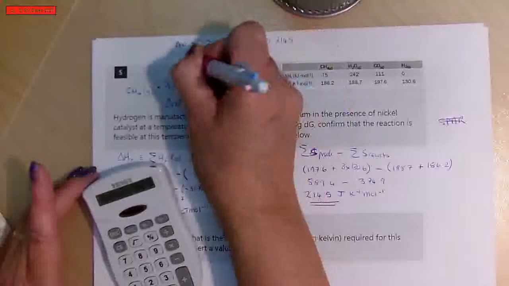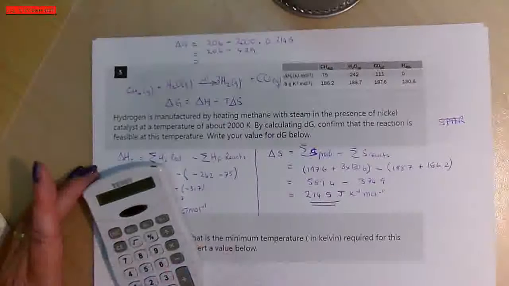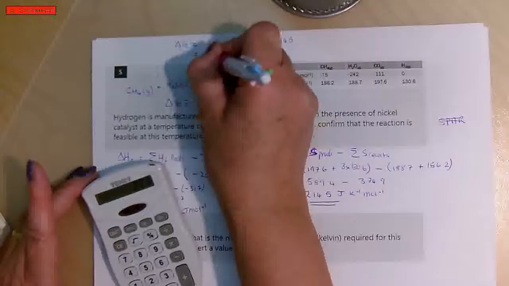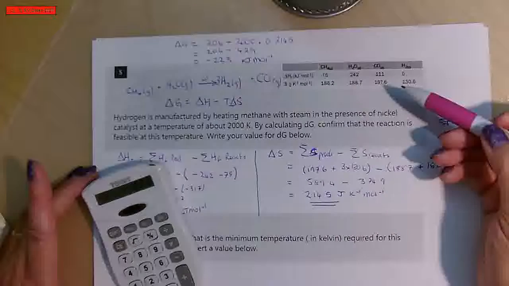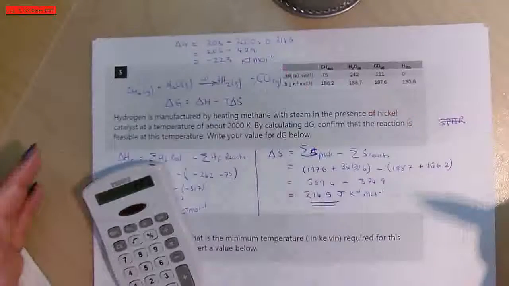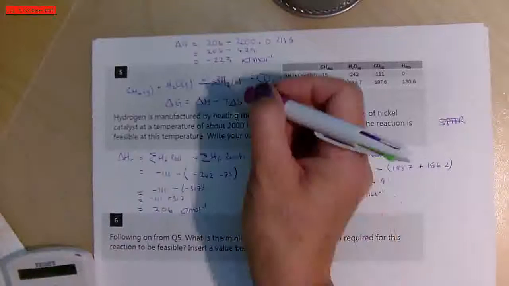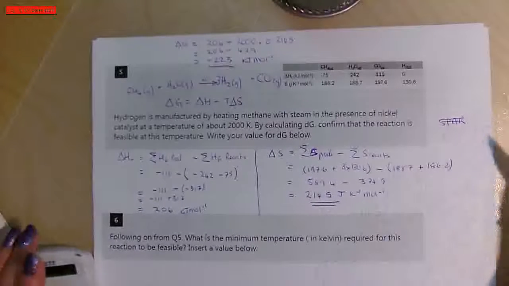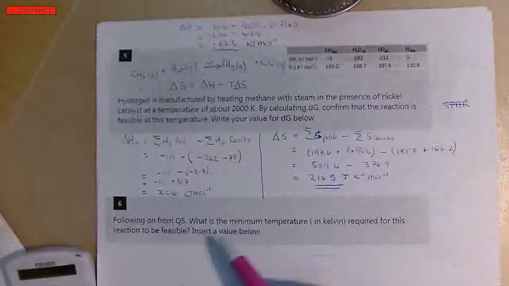429. Okay, so delta G, I can see that this is bigger than this, so delta G will be negative, but let's just work that out. 429 is minus 223 kilojoules per mole. So because it's negative, this reaction is feasible. Okay, so the value for the delta G is minus 223, so I have confirmed that it is feasible at 2000 Kelvin.